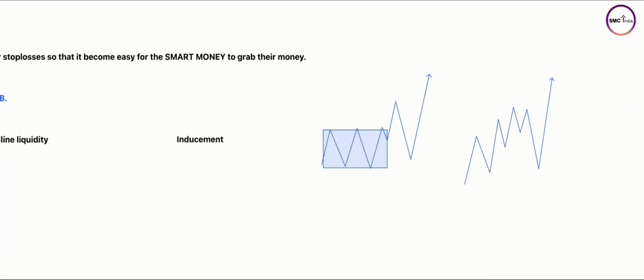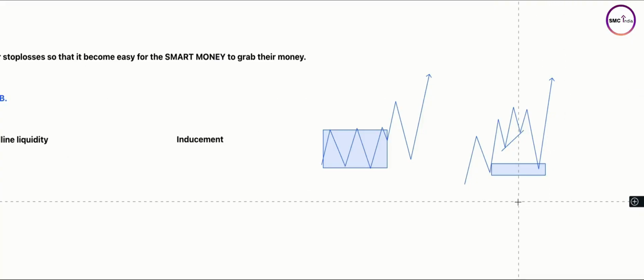So normally what retail traders see is that there is a trend line here. They buy from this level, putting the stop losses below it, and what happens next is that it comes to this unmitigated order block and then shoots up.